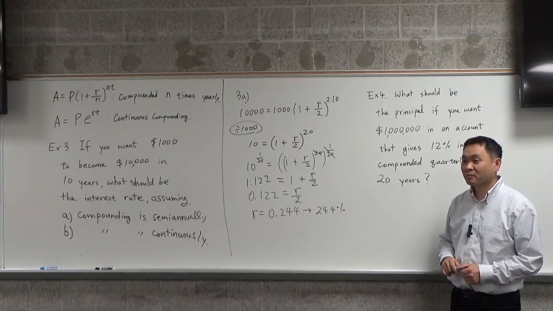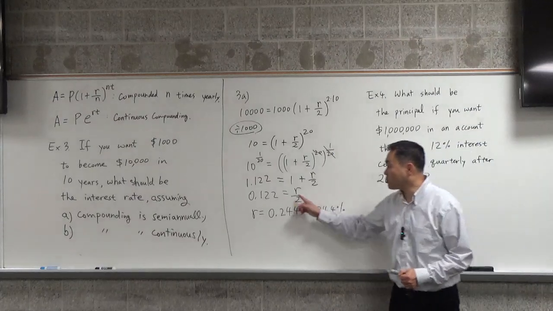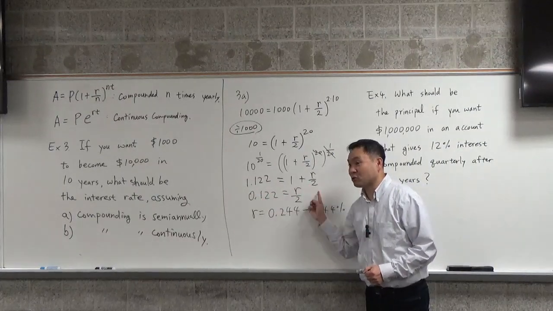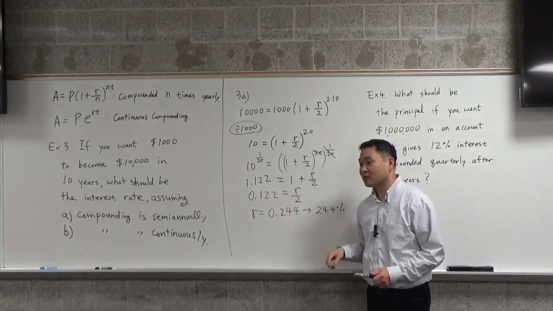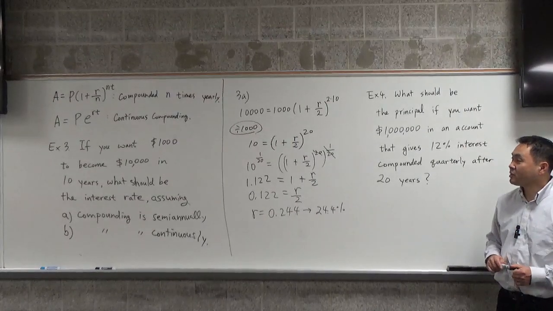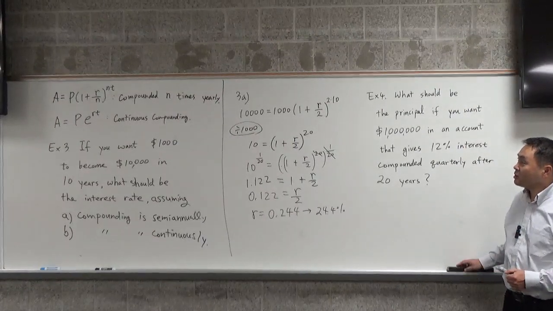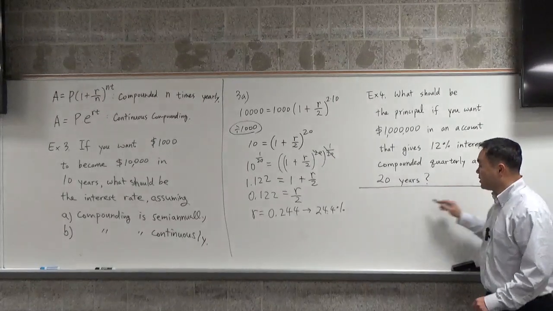Yes. So for the last step, what did you do? I multiplied both sides by 2. Twice 0.122 is 0.244. Okay, so that's how you do the first one. Let me write over here. What about B?